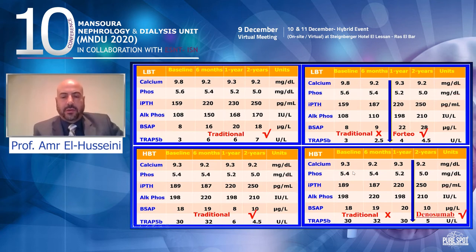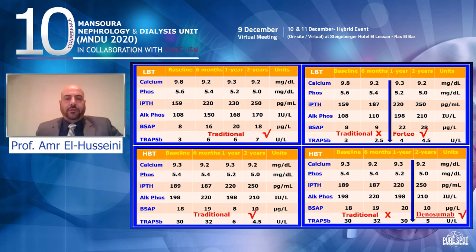Same patient, as you see here, didn't respond to traditional intervention. So we have to treat this high turnover bone disease with another anti-resorptive therapy. So we chose to treat this patient with denosumab, which is a RANKL monoclonal antibody, and this patient responded.